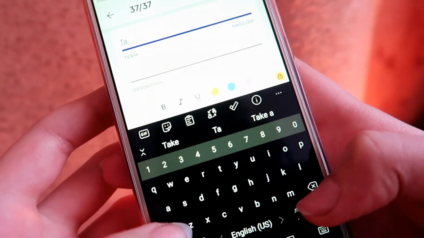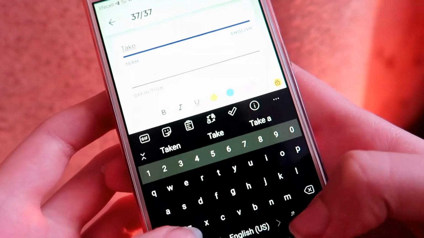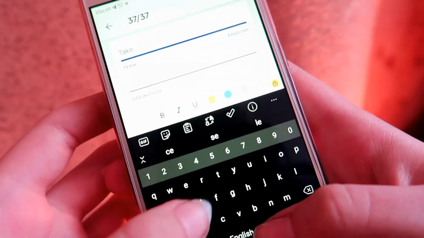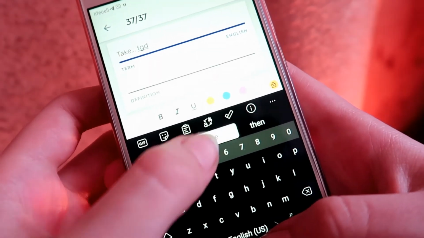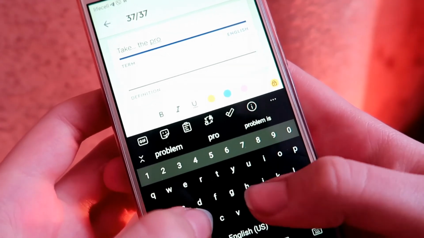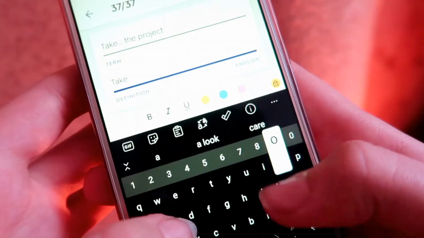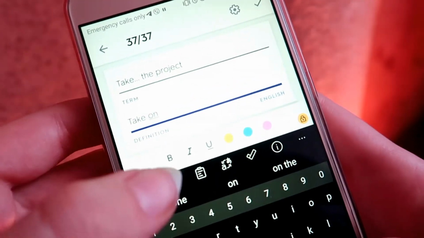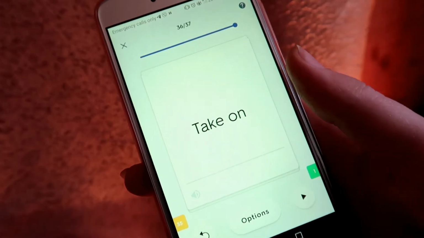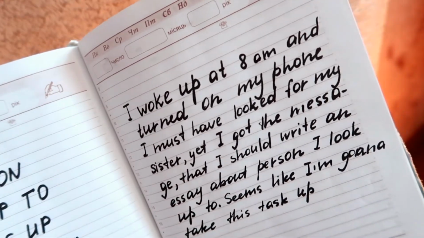I'm gonna create these cards in a specific way. On one side of the flashcard, I'm writing down the verb and three dots after that so that I don't write the preposition. Also, I'm giving a little context to that card. For example, take the project. On the next side of the card, I'm writing down the whole phrasal verb. The next step is to create a little crazy story with these new phrasal verbs. Don't forget to repeat the phrases from the flashcards.